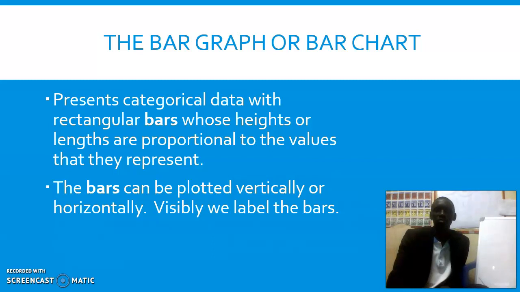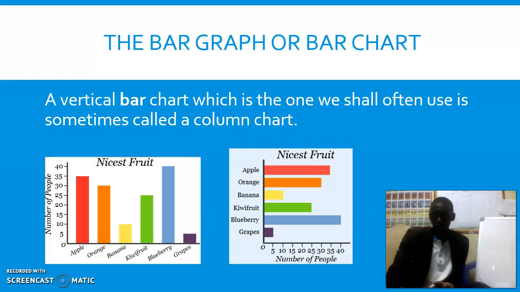A bar graph or a bar chart presents categorical data with rectangular bars whose heights or lengths are proportional to the values that they represent. The higher the bar, the higher the frequency or the higher the number of attributes that are being measured. The bars can be plotted vertically or horizontally, and you will visibly label the bars, and that's why it's called the bar graph or the bar chart. A vertical bar chart, which is the one we shall often use, is sometimes called a column chart.